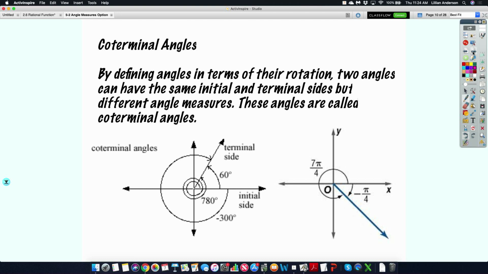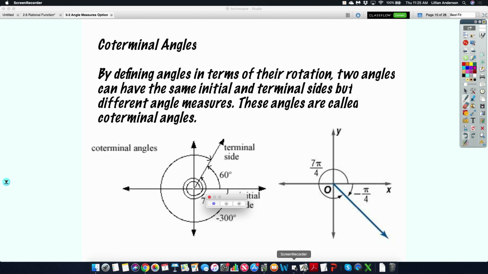Coterminal angles. All about angles today. Coterminal angles. By defining angles in terms of their rotation, two angles can have the same initial and terminal side but different angle measures. These are called coterminal angles.